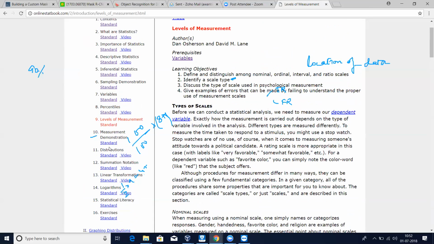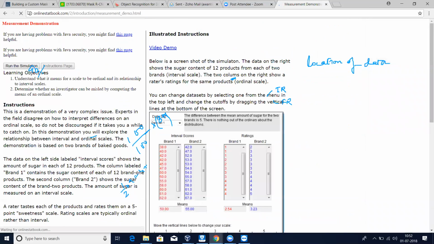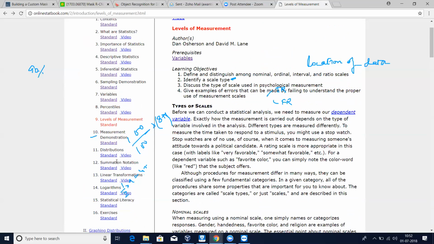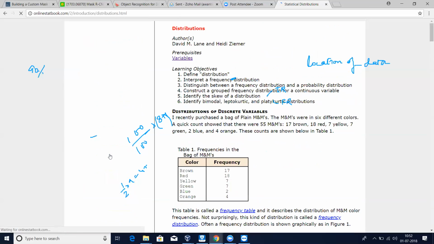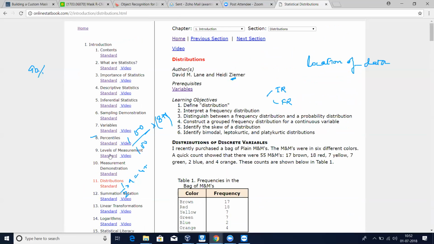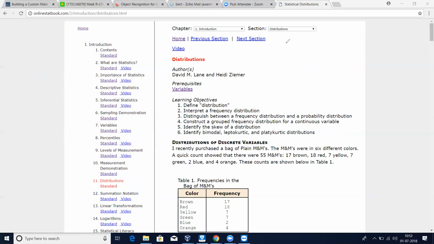So I think for the measures of location, there's nothing much here. Now we'll go to distribution. Distribution is a very important part of information. So what is distribution of data?